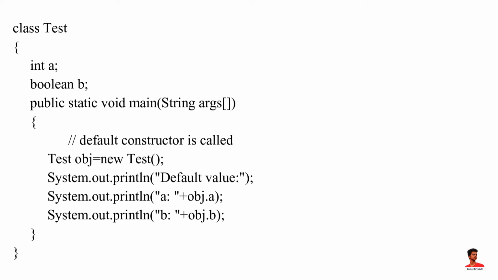Here, we haven't created any constructors, hence the Java compiler automatically creates the default constructor. The default constructor initializes any uninitialized instance variables with default values.